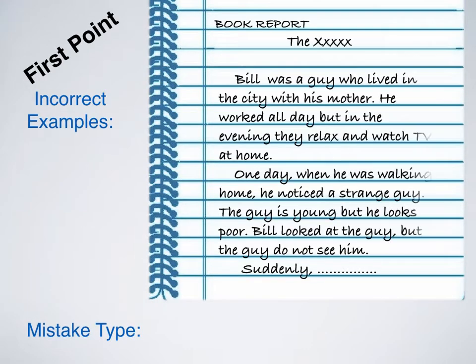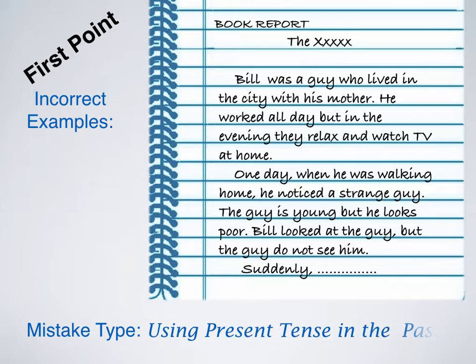Here's the first point. Please read this. It's the beginning of a book report. Can you find the mistakes? Maybe pause if you have to. In this report, the problem is that it begins in the past tense, but occasionally some of the words are in the present tense. In almost all cases, this is bad style in English, and sometimes it makes the reading very hard to understand.